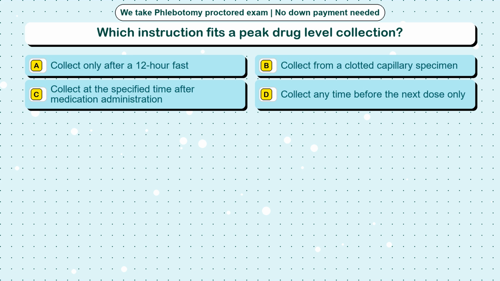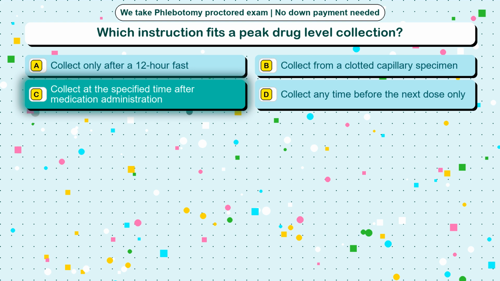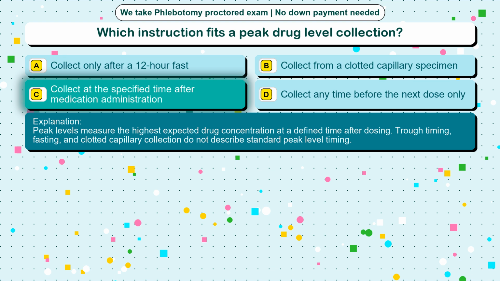Question 98. Which instruction fits a peak drug level collection? Option A. Collect only after a 12-hour fast. Option B. Collect from a clotted capillary specimen. Option C. Collect at the specified time after medication administration. Option D. Collect any time before the next dose only. The correct answer is option C. Collect at the specified time after medication administration. Peak levels measure the highest expected drug concentration at a defined time after dosing. Trough timing, fasting, and clotted capillary collection do not describe standard peak level timing.